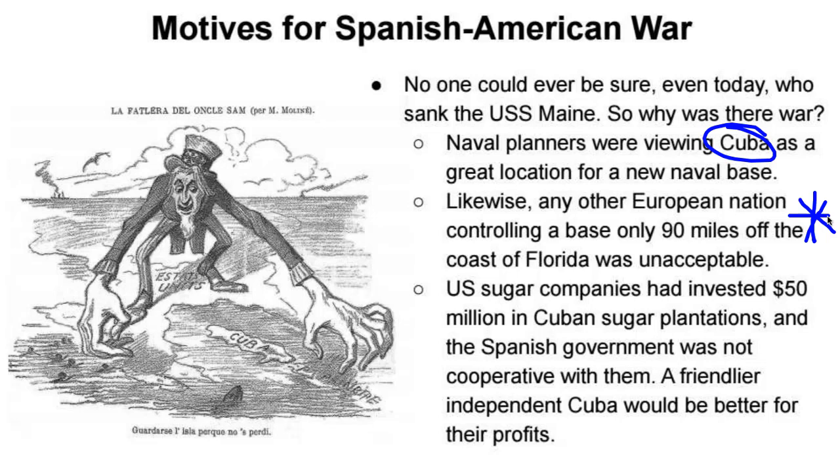Also, you had U.S. sugar companies. Does this sound familiar? Sounds like Hawaii, right? Sugar companies had invested $50 million in Cuban sugar plantations, and the Spanish government was not being cooperative with these sugar companies. A friendlier, independent Cuba might be better for their profits. So the sugar industry had a lot to do with this as well.